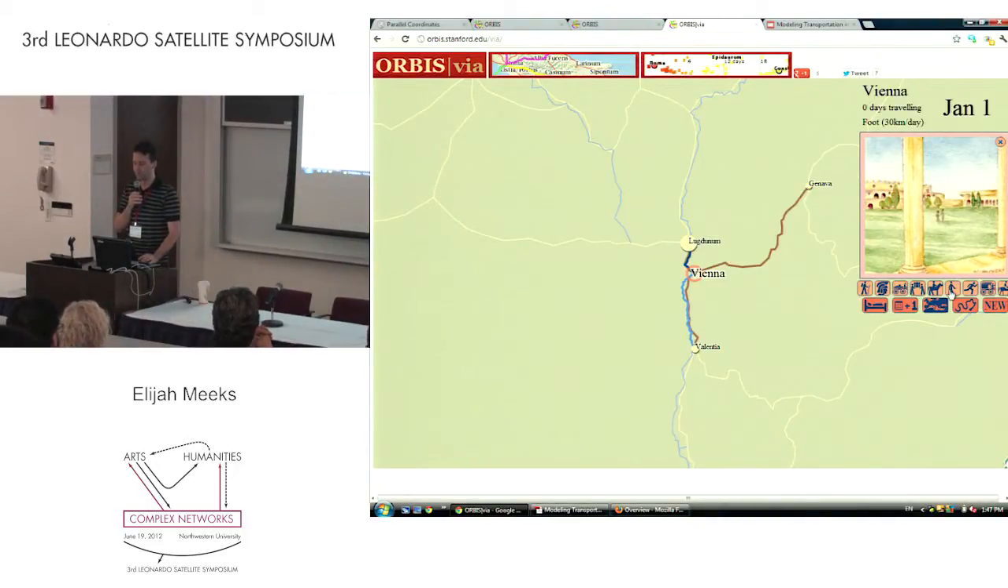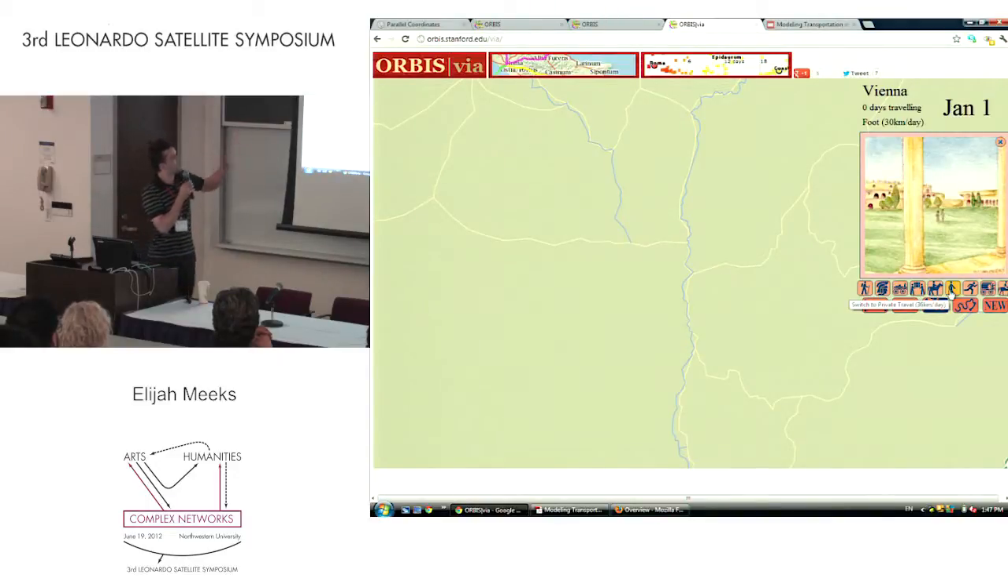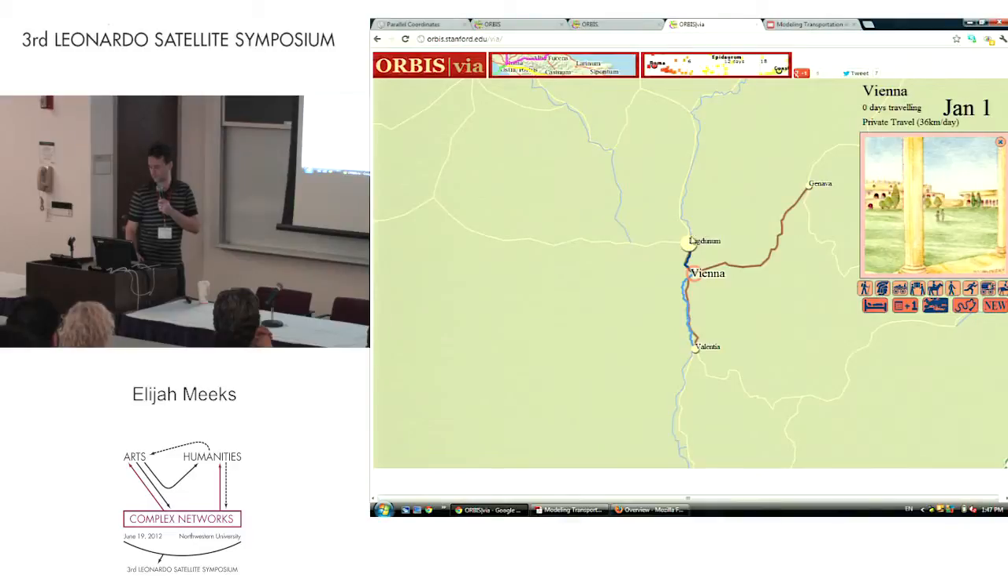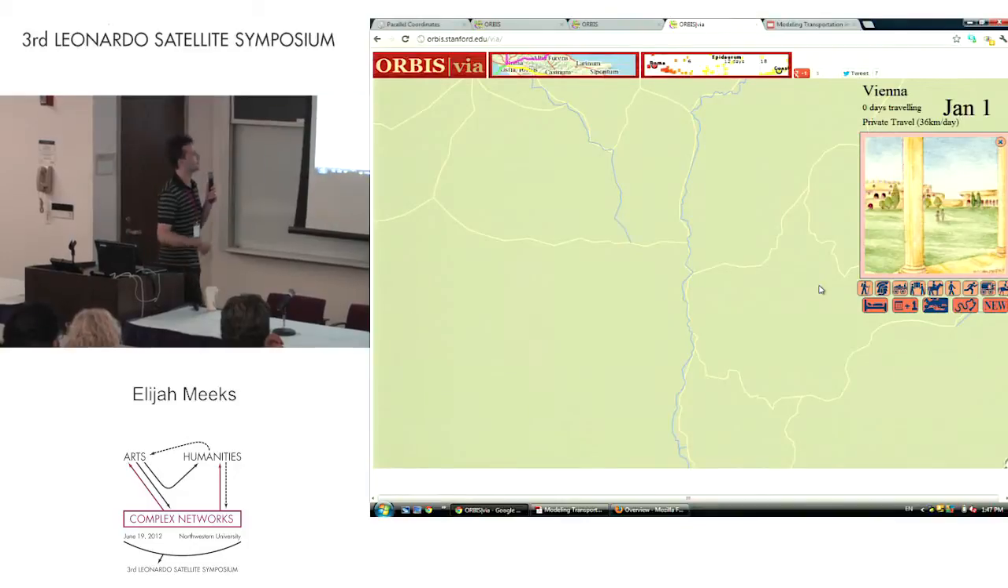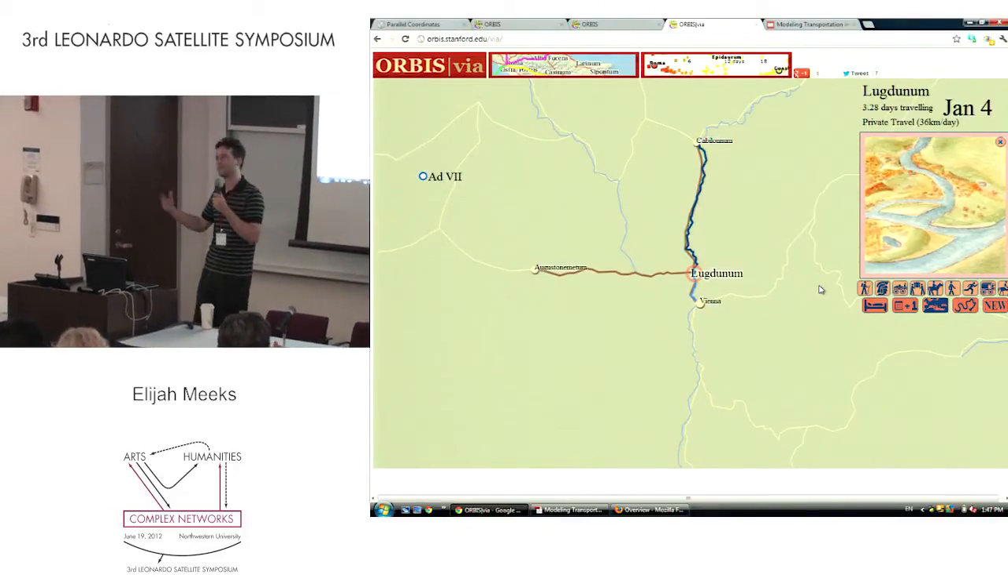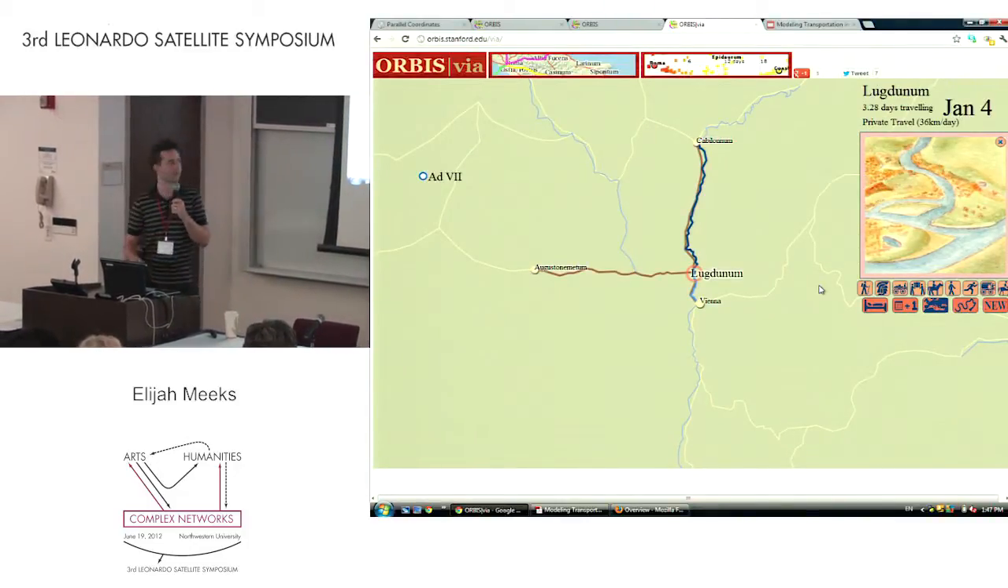and you can select one of your vehicle types and traverse the network by selecting sites and selecting which mode you want to take. So it would take 0.89 days to travel from Vienna to Lugdunum, using private travel as your metric on land. It would take 3 days to travel upstream. So you sail upstream, it takes 3 days, and it keeps track of all of this and records stats for your little journey through the Roman Empire.